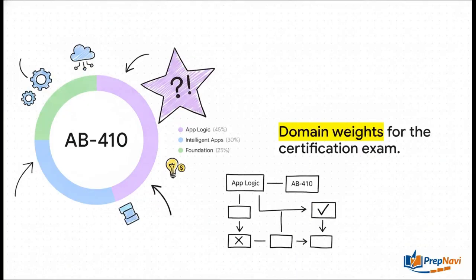Now, here's the kicker. The business logic and automation domain dictates a staggering 45% of your total score. 45%. The other domains, like creating a foundation and creating intelligent applications, well, they cap out at just 25 to 30% each. So what does that actually mean for you? It means there is absolutely no way you can just guess your way through business rules, cloud flows, and logic evaluations. This domain right here is the make or break section. Master this 45%, and you are well on your way to securing that certification.